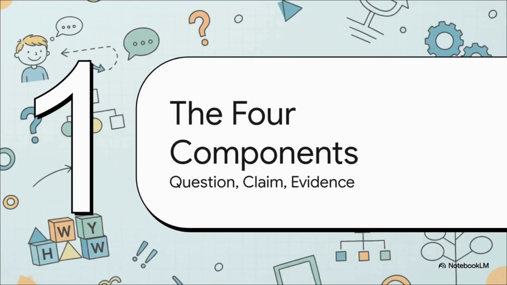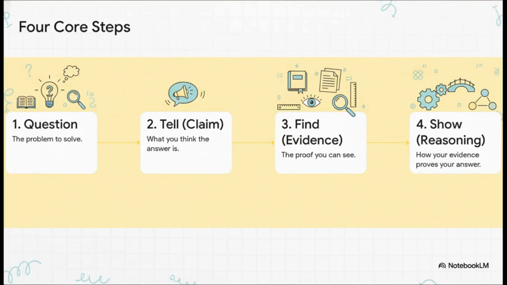Okay, so let's crack this thing open and look at the four parts. Now, we're using some kind of big academic words here: question, claim, evidence, and reasoning. But trust me, they're presented in a way that's totally accessible for our youngest students. First up, you've got the question. That's our starting point. Then, students tell you their answer, which is their claim. Next, they find the proof, their evidence. And finally, they show how that proof connects back to their answer, and that's their reasoning.